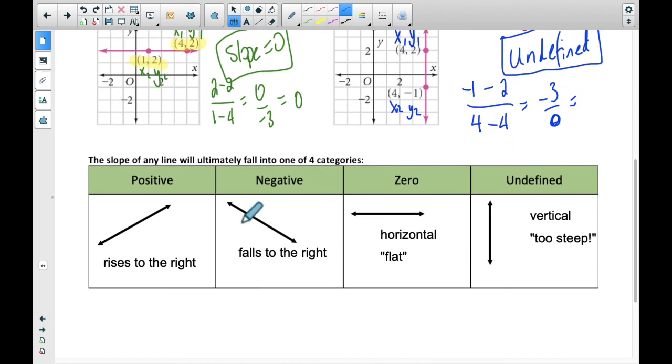Okay, last section. The slope of any line will ultimately fall into one of 4 categories. So I typed these in there. I want you to write them down. If it's going up, rising to the right, then it is positive. If it's going down, falling down to the right, it is negative. It could be horizontal, and that would be the slope is 0. This is a positive slope. This is a negative slope. And lastly, if it's straight up and down, that's called vertical. That is too steep. That is undefined. It's so steep we can't even define it.